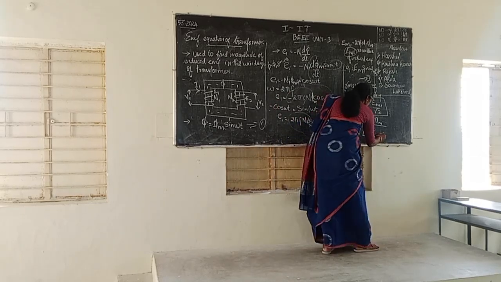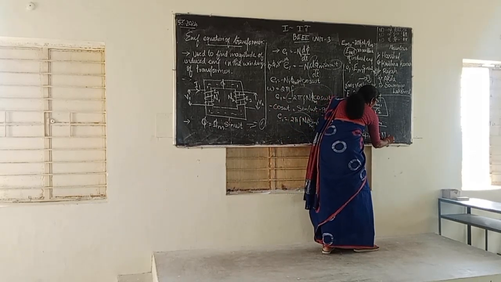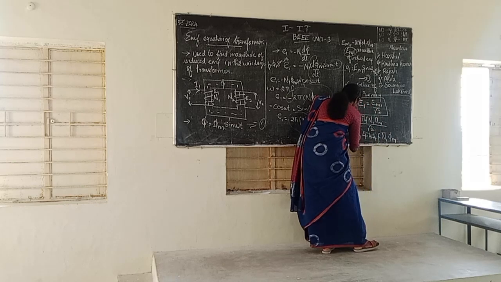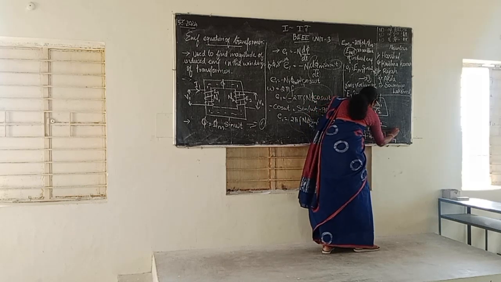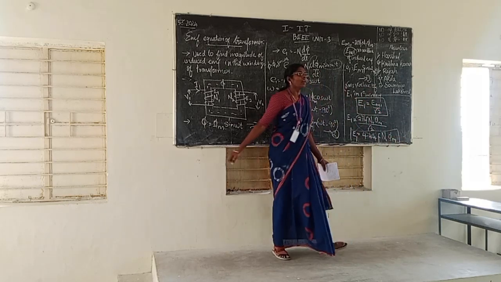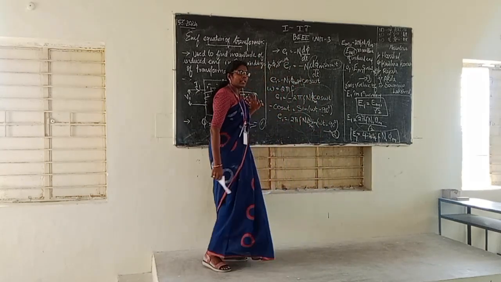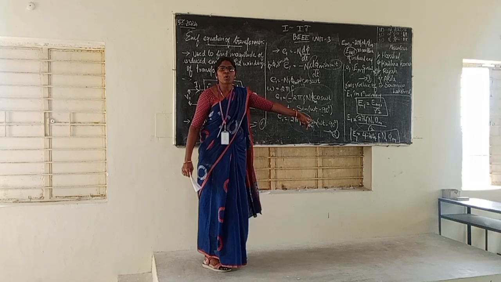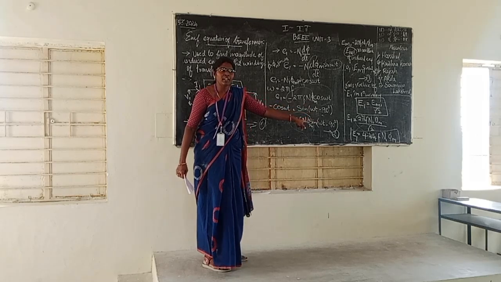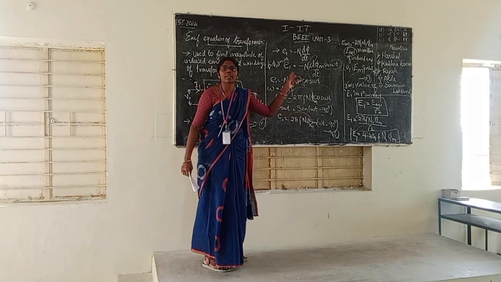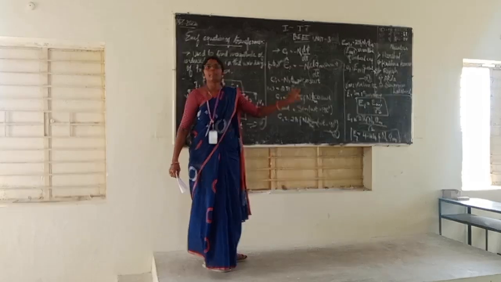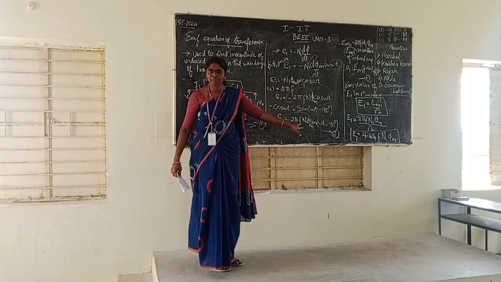What are the remaining things? f into n1 into phi m. So the RMS value E1, the induced EMF overall in the primary winding, is 4.44 f into N1, the number of turns of the primary winding, into maximum flux phi m.